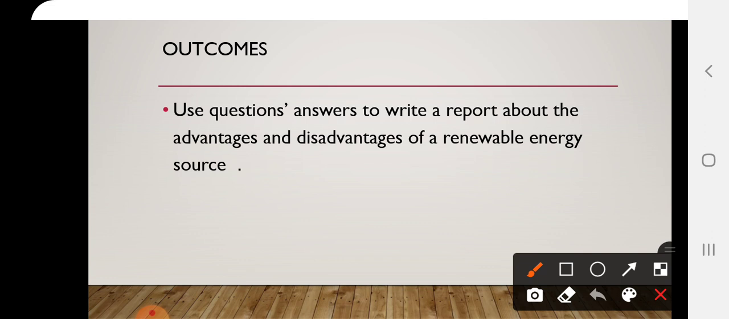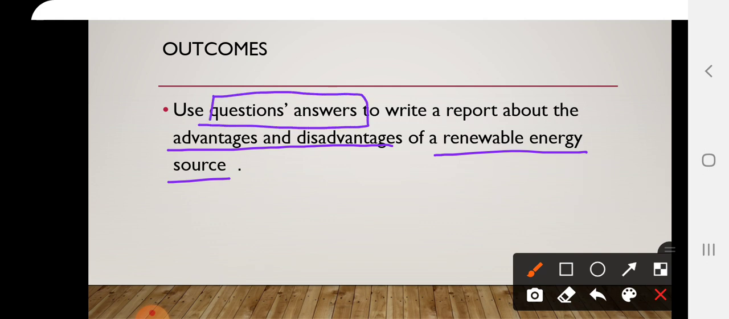So the topic is about what? The topic is about a renewable energy source. And you have to write the advantages and disadvantages of this renewable energy source. How can I write the advantages and disadvantages? By answering some questions that I will show you next. First, you have to answer the questions, then write the advantages and disadvantages. After that, you have to form the report.